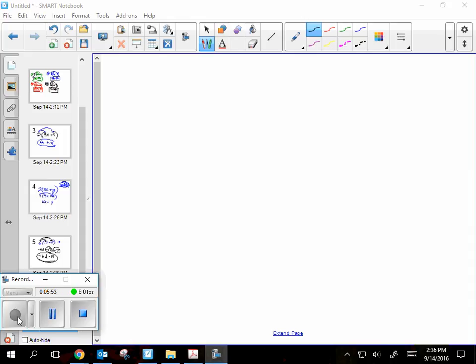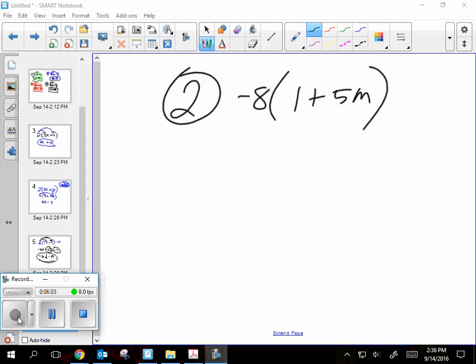Okay, so we're crossing off the odds. We're doing the evens. So starting with number 2. Number 2 says -8, parentheses, 1 plus 5m. That seems just like last night's. It pretty much is. It just throws in an extra twist. And the extra twist is that the first number has almost never been negative before. Okay, so -8 times 1 makes -8.